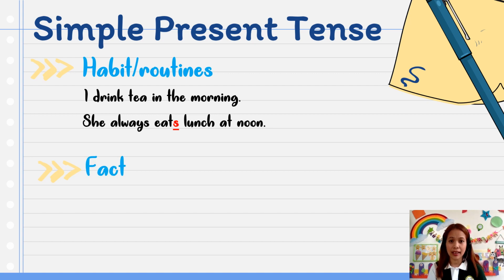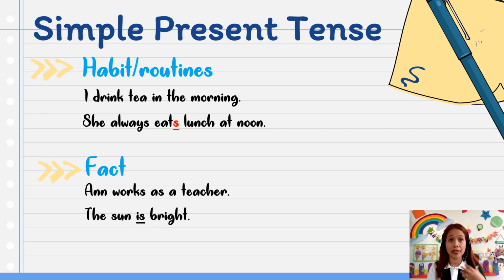In facts, these are the real actions and true. For example, Anne works as a teacher. The sun is bright. In the first example, Anne works as a teacher. It is a fact, right? It's real that I work in a school. So, I am a teacher. Also, the sun is bright. We see that every day if it is sunny, right?